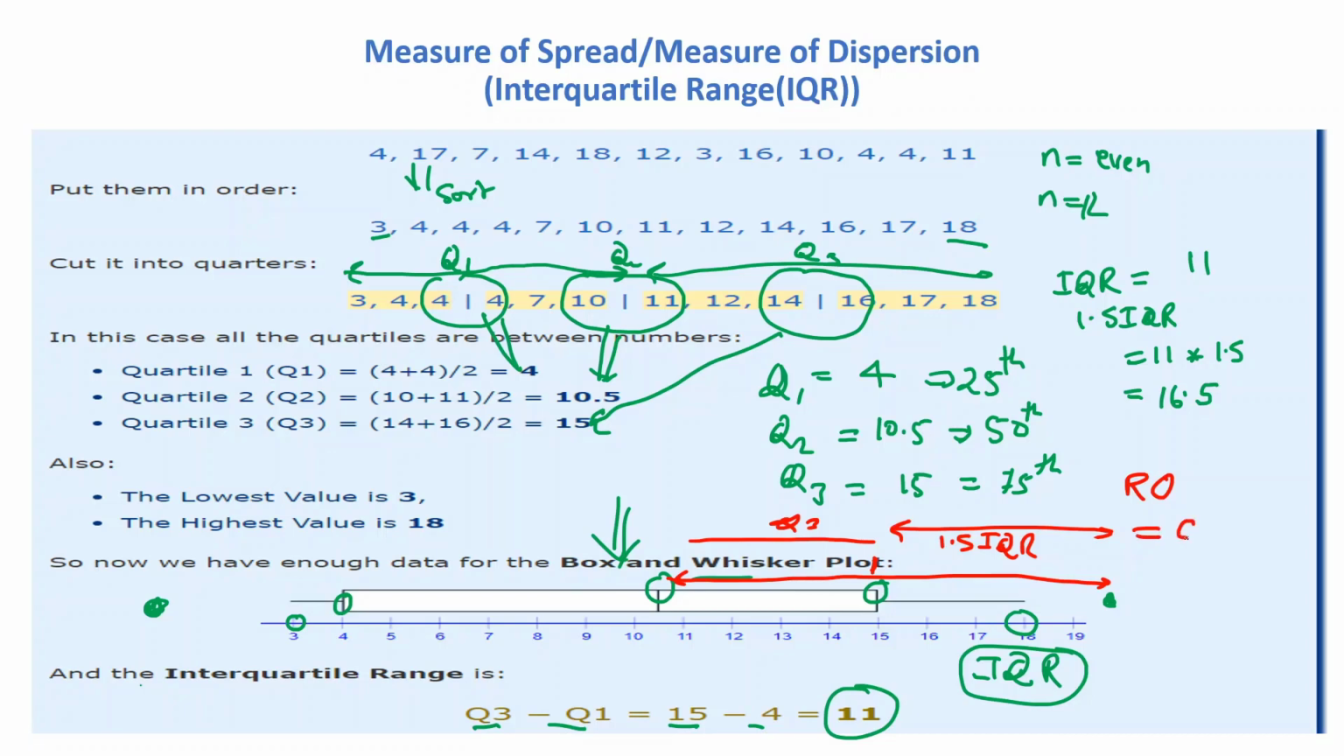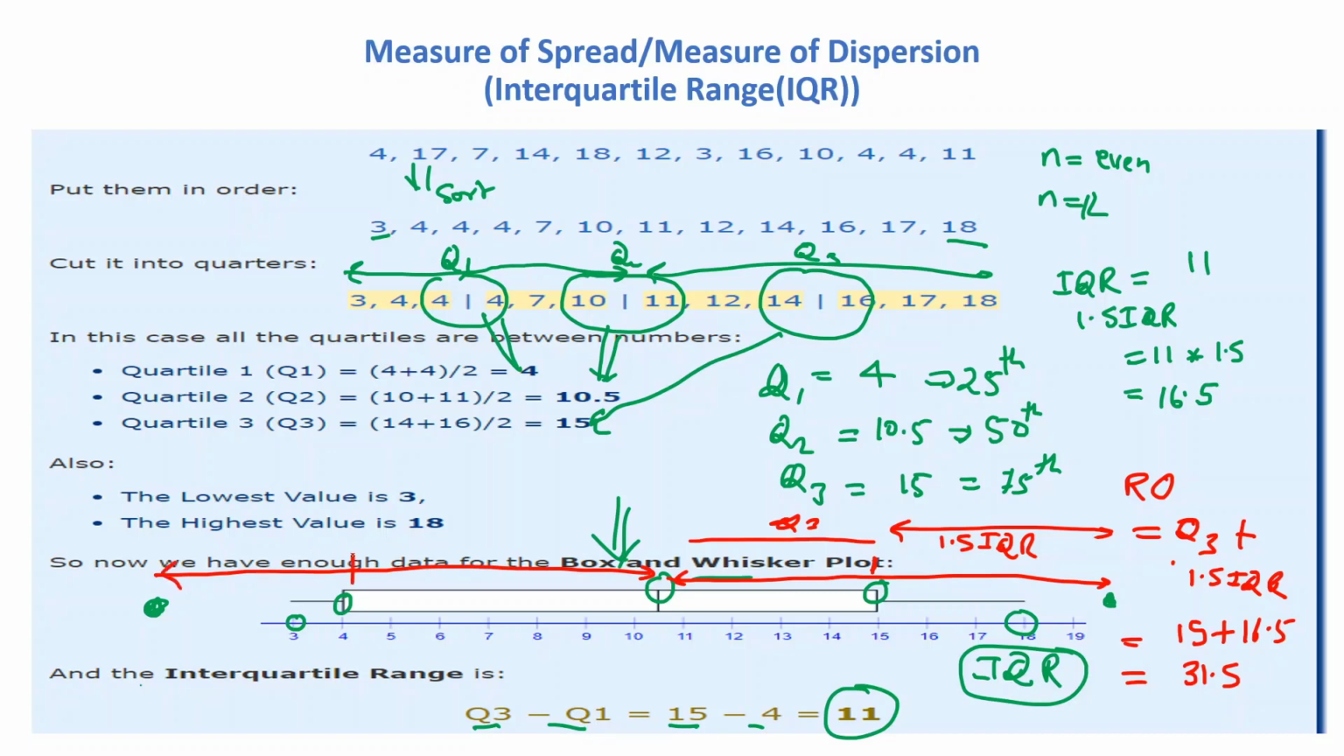So the total value on the right side, the outlier would be Q3 plus 1.5 IQR. Let's calculate the value. Q3 is your 15 plus 16.5, so this is coming to 31.5. If we want to calculate the left side outlier, we need to calculate this complete distance.